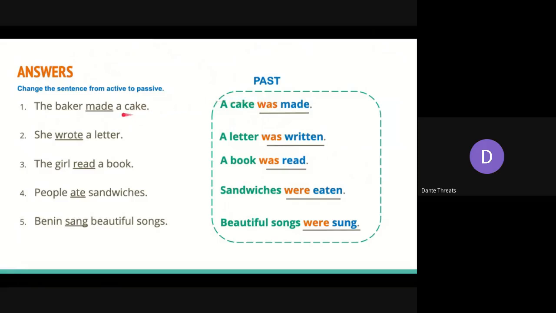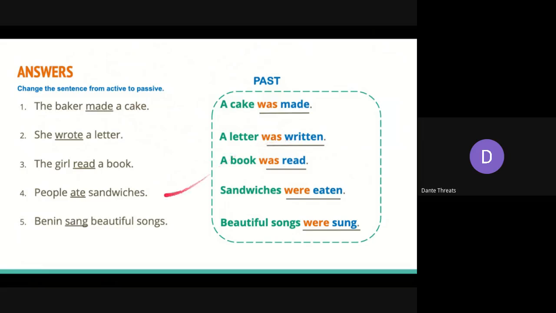Yes, and then, yes. Okay, we add the verb and then we change the verb here. I'm sorry, we add was or were. And then we change the verb to the participle. Okay, number 2. She wrote a letter. It should say a letter was written.